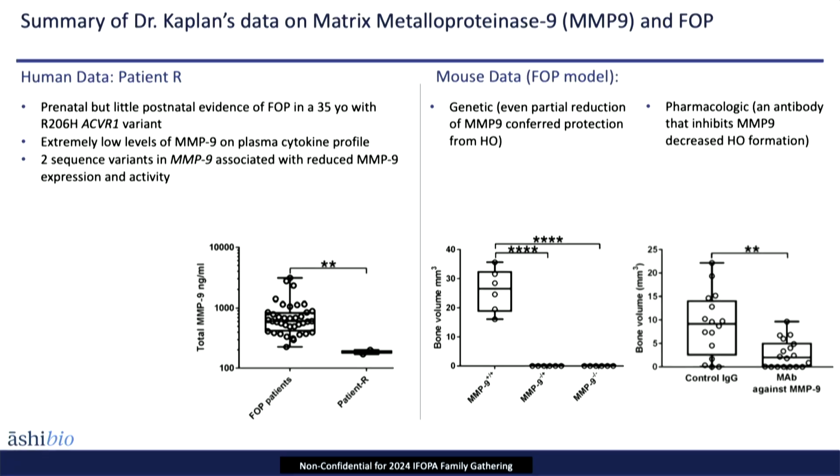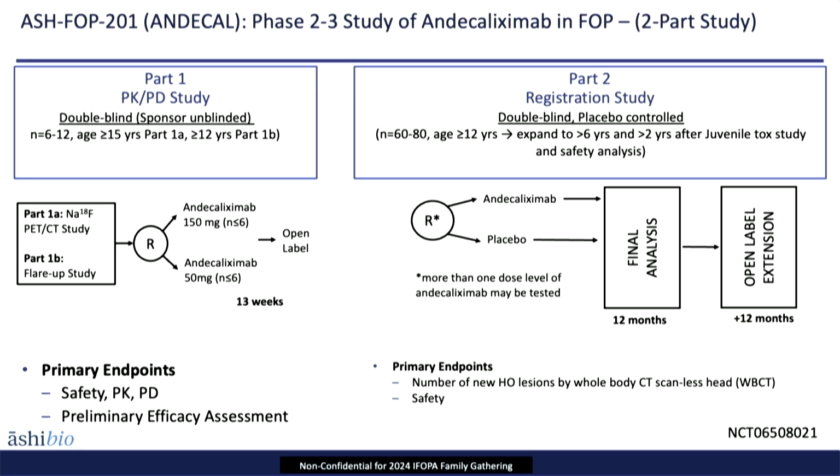And most critically, if you use a mouse model and you knocked out the MMP9, you could actually see a reduction in the new heterotopic ossification that was formed, and an antibody that was used to target MMP9, which is not the same antibody here, but a very similar antibody, was able to reduce the heterotopic ossification. So this tells you that the pathway is relevant for FOP, and that there is a potential therapy by blocking the MMP9 activity. And so this particular trial is testing the antibody against MMP9, which is called andecaliximab.